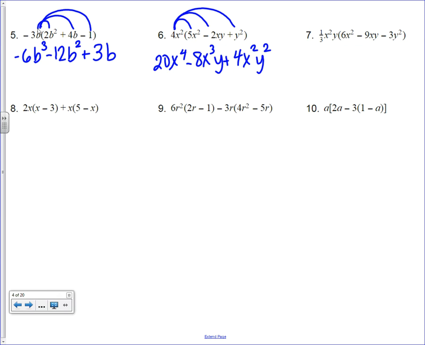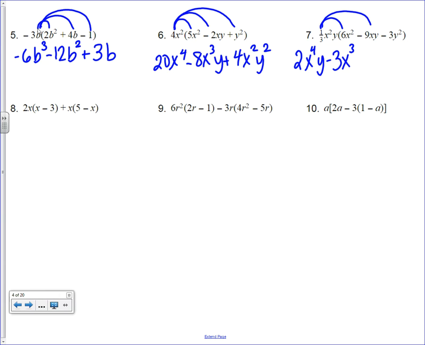Now don't be scared off by this fraction here, number 7. We're just going to multiply like usual. A third times 6 is 2. Add your x's, you get x to the 4th, and then drop your y in there. A third times negative 9 is negative 3.